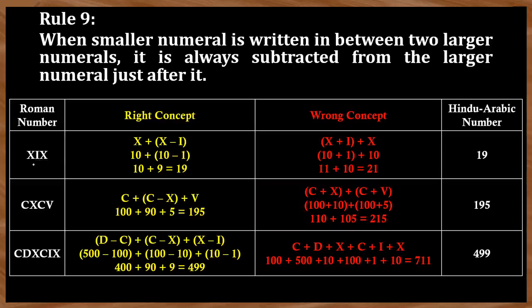So if you are writing 19 like this, actually how can I write 19? What is the meaning of 19? The meaning of 19 is 10 plus 9. How can I write this? 10 means X plus 9 means IX, which is 19.